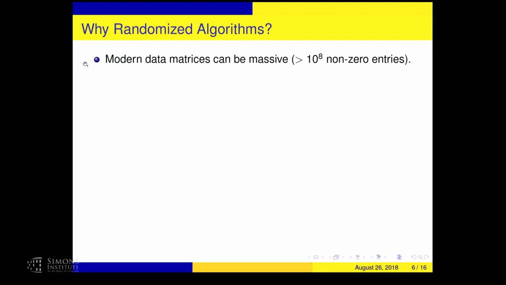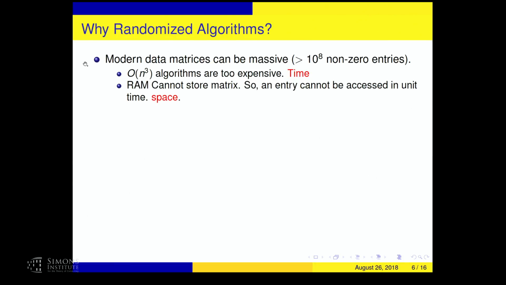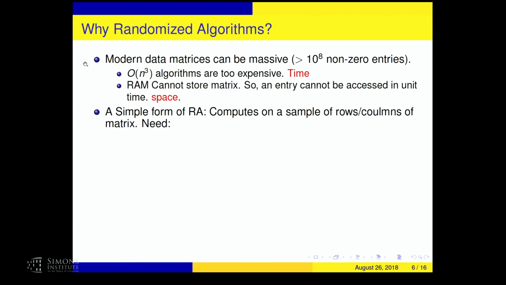Right? So why randomized algorithms? Modern matrices can be massive. N cubed is too expensive, but not only time, space is a big hassle, right? Random access memory cannot store the matrix, so it cannot be accessed quickly. We have streaming models, but here I propose something a little more intermediate between streaming and RAM. A simple form of randomized algorithm: we are going to compute on a sample of rows and columns. So I'm going to sample some rows and compute only with them.